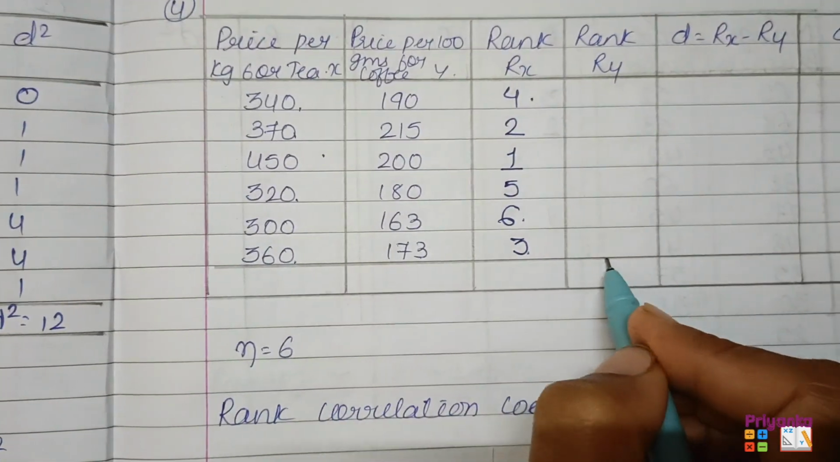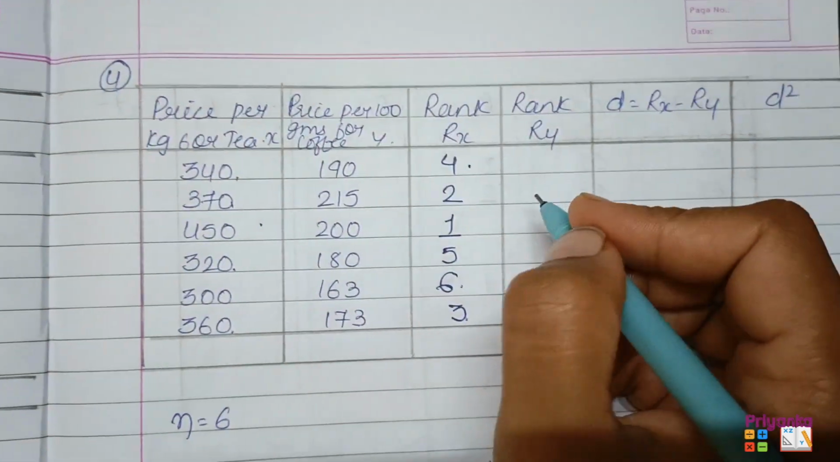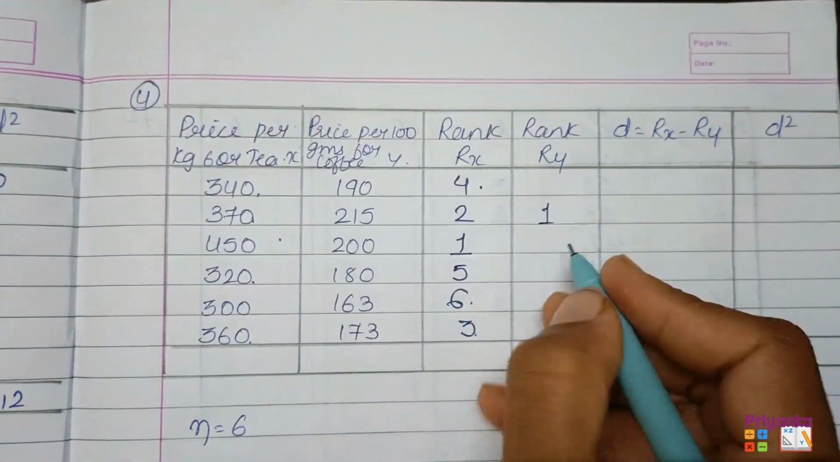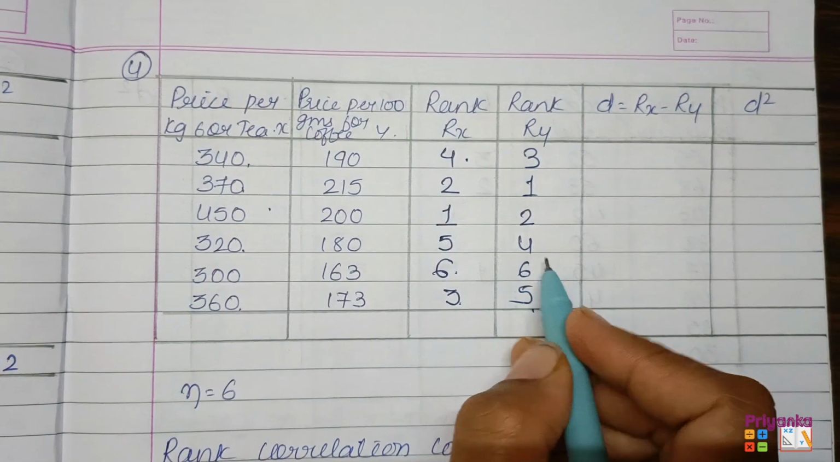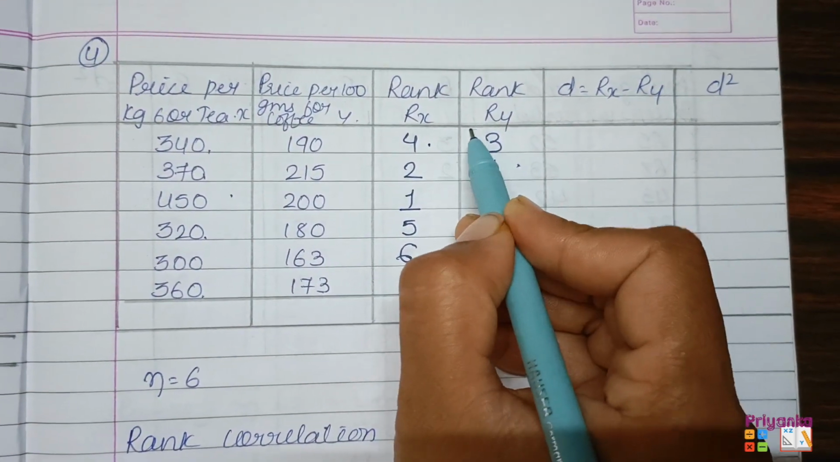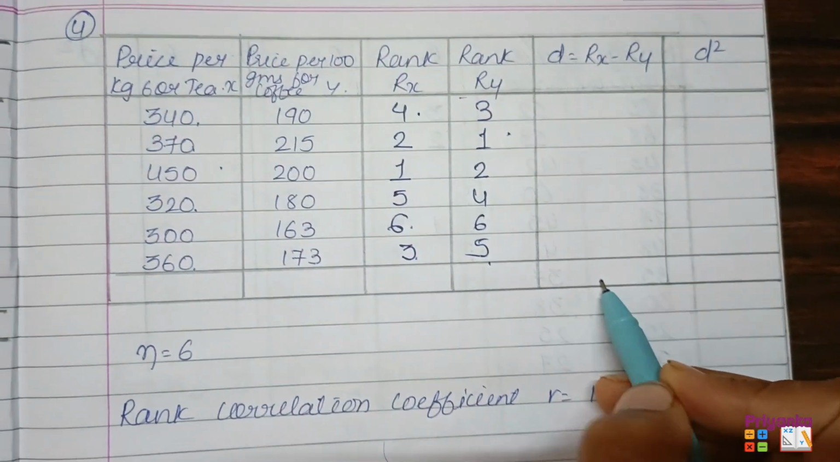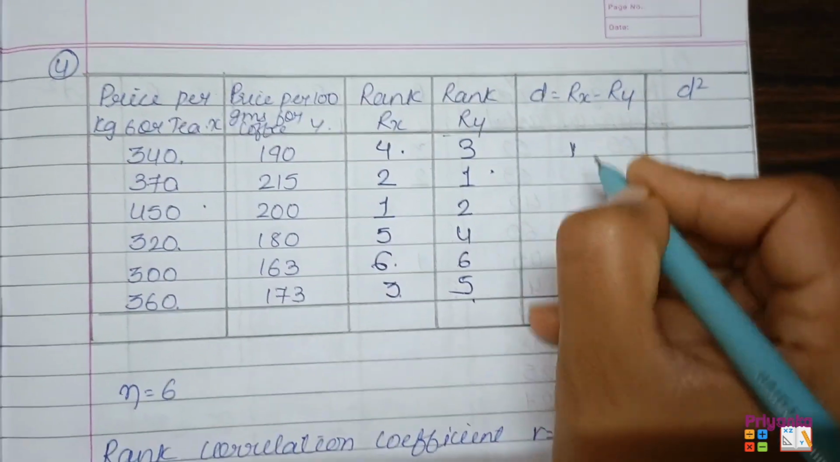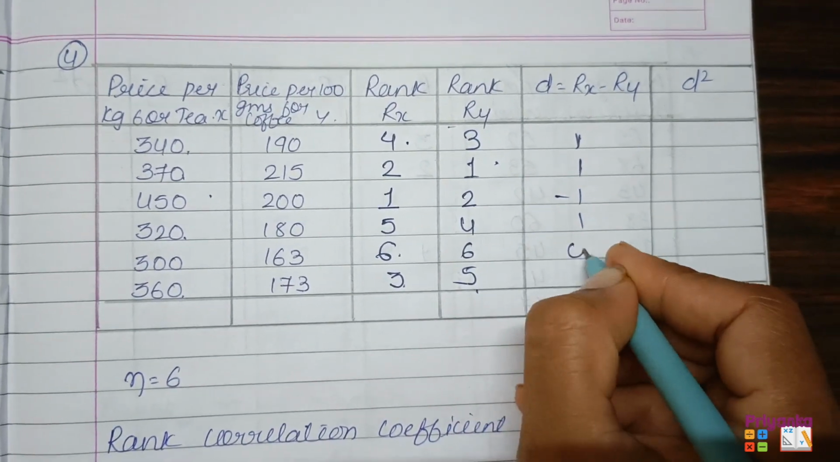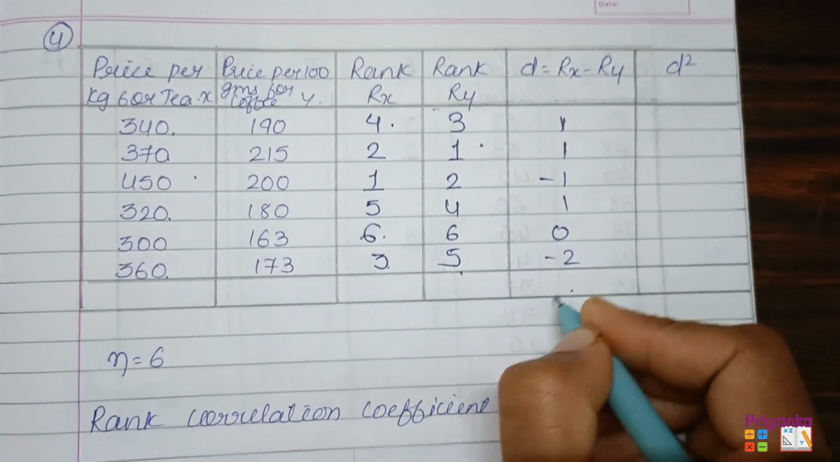We'll do the same with sigma y. Here we get the first. Just you try to do it. I complete giving the rank for this column. After getting rank, just get R_x minus R_y to find out d. So here we get the answer 1, 6 minus 6, 0, 3 minus 2, minus 2.